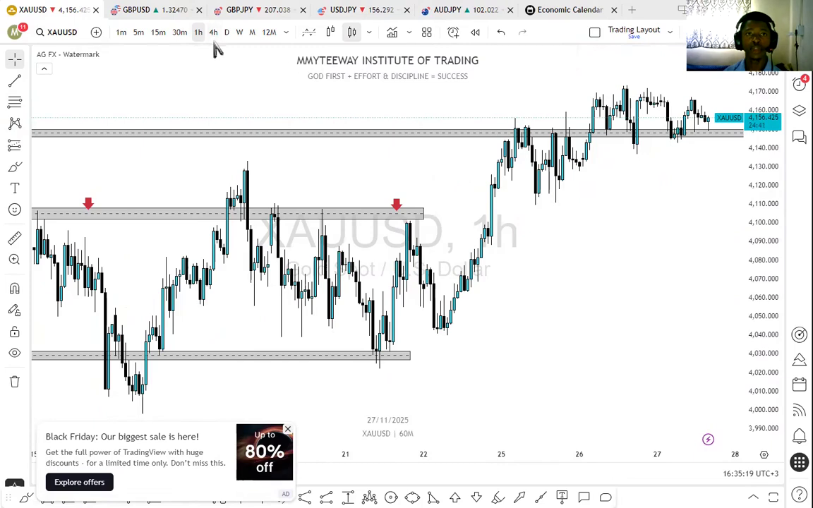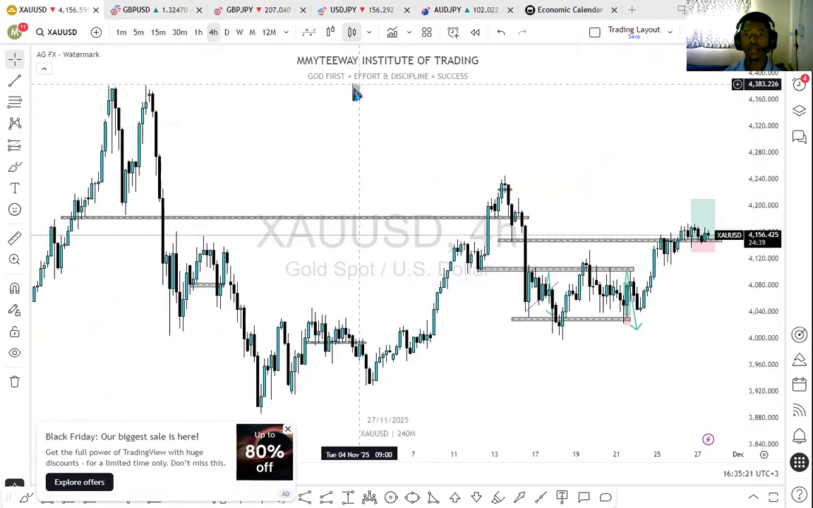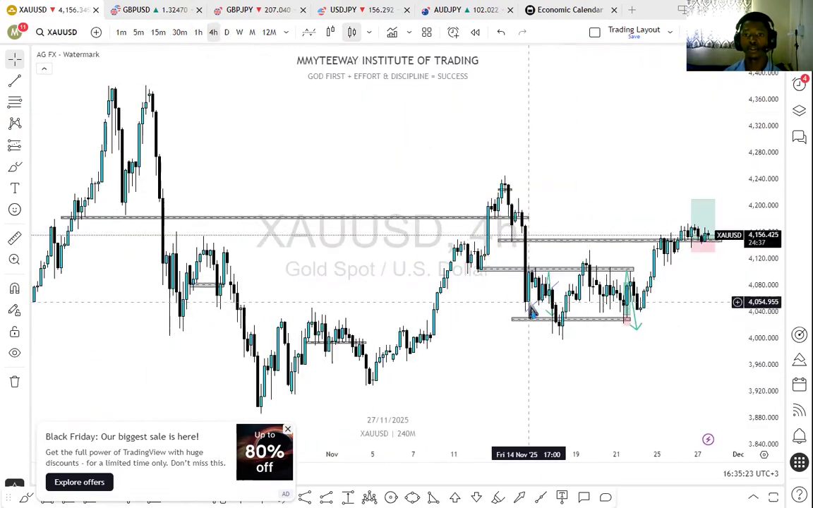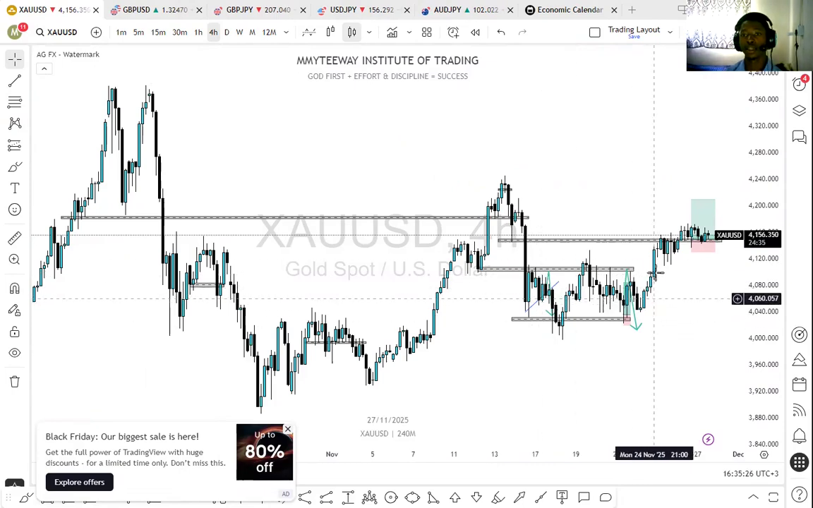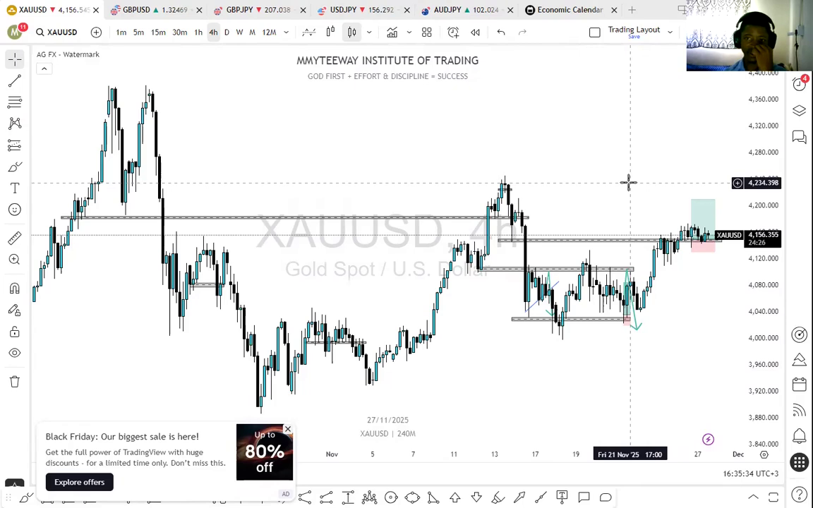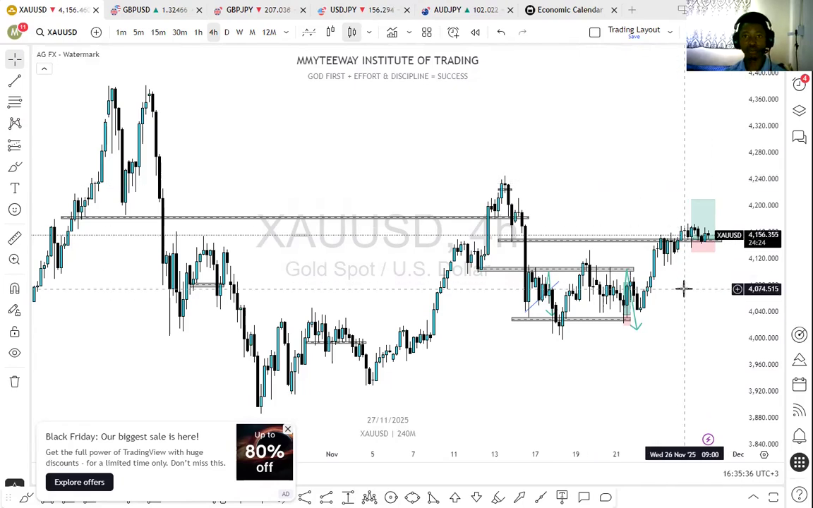Then looking at the market structure, right? In our 4 hour, we are seeing a head and shoulders pattern, right? Then there's a retest of the neckline of the head and shoulders pattern, and then there's an upward potential. So I was pretty confident with that move.